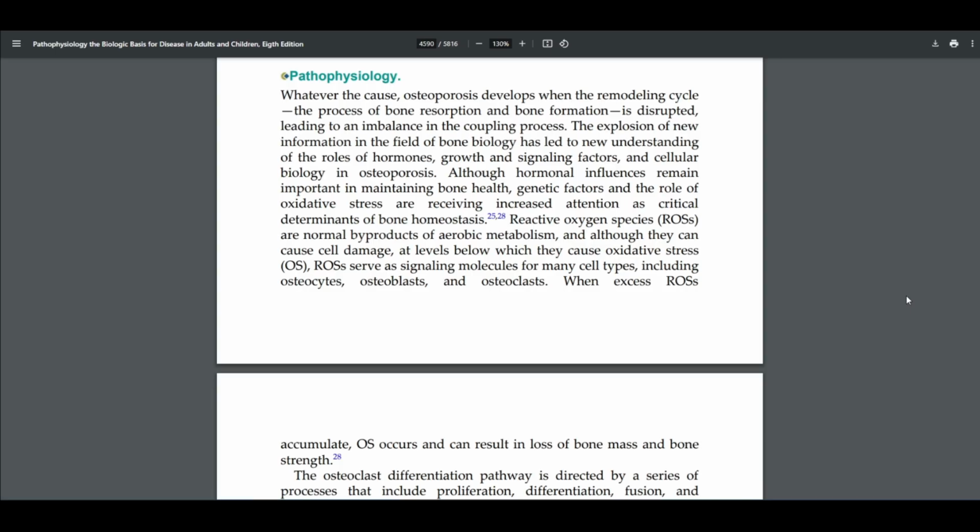Reactive oxygen species are normal byproducts of aerobic metabolism, and although they can cause cell damage, at levels below which they cause oxidative stress, reactive oxygen species serve as signaling molecules for many cell types, including the osteocyte, osteoblast, and osteoclast. When excessive reactive oxygen species, or ROS, accumulate, oxidative stress, or OS, occurs and can result in loss of bone mass and bone strength.